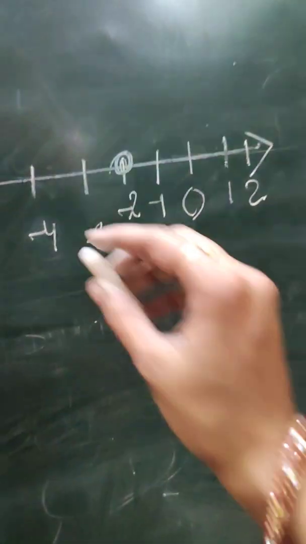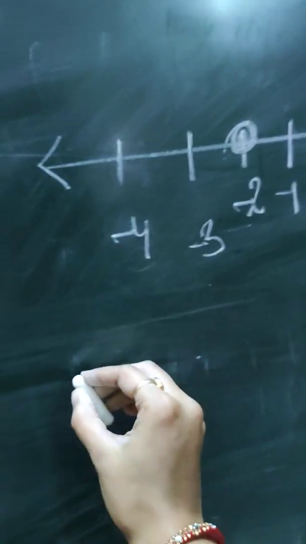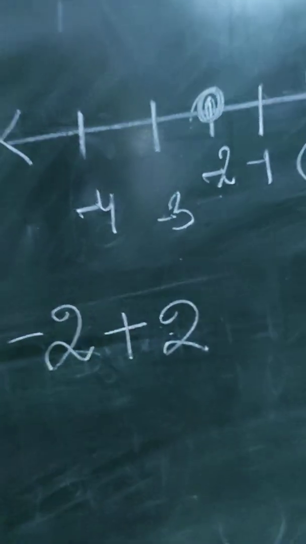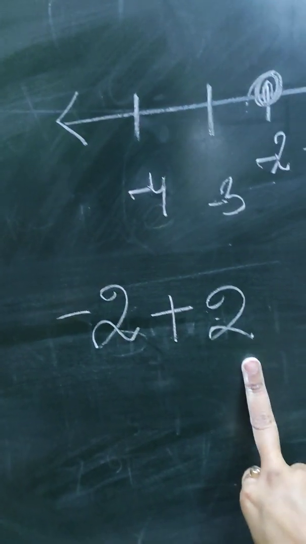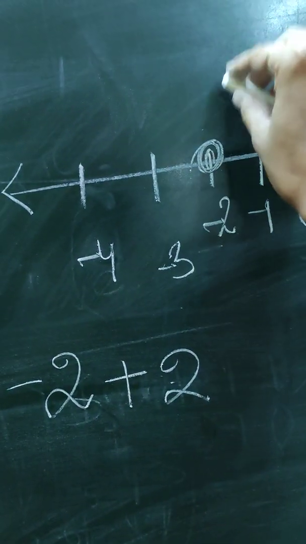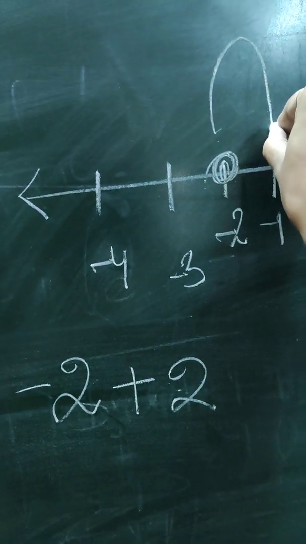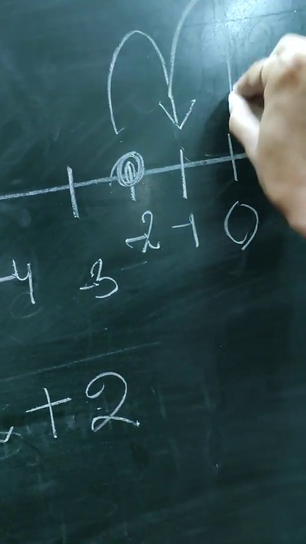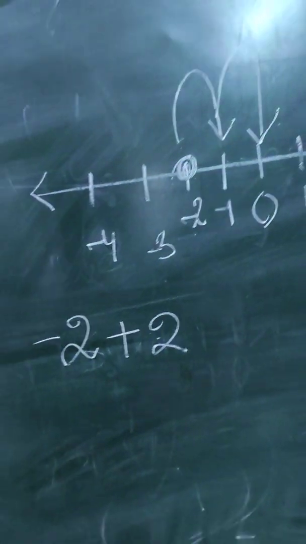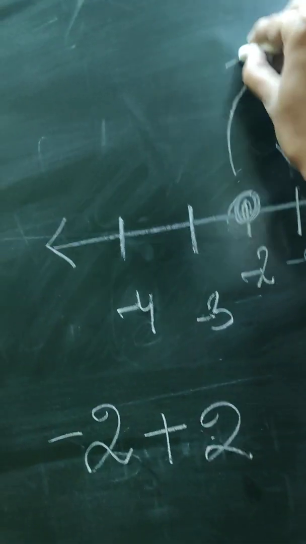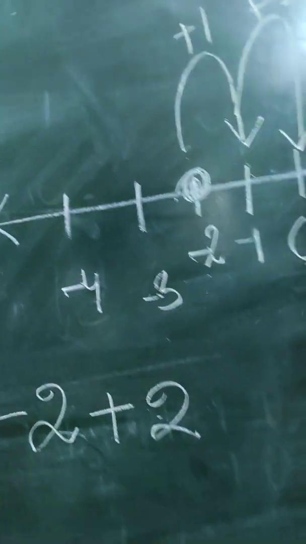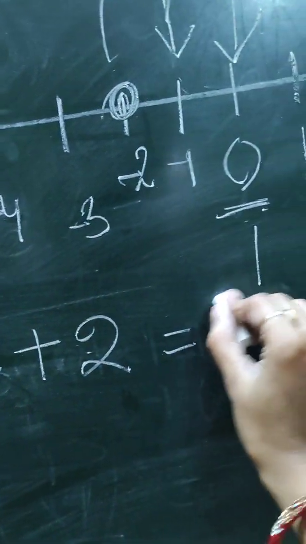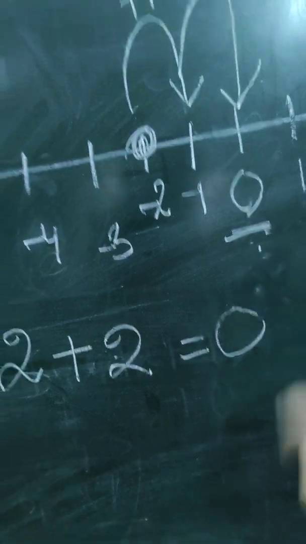For example, I have to add an integer: minus 2 plus 2. How many spaces do I need to move from here? 2 spaces. So from minus 2, I have to move towards the right side. So first place, second place, 1 and 2. This is plus 1, this is plus 2. Where do I land? This is 0. So minus 2 plus 2 is equal to 0.